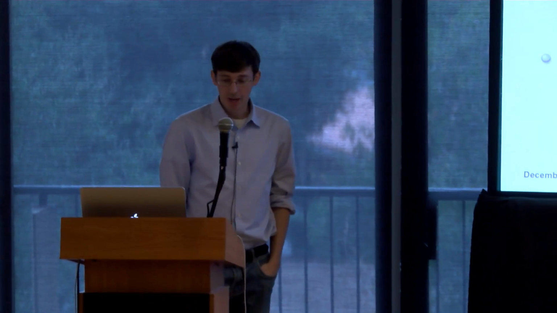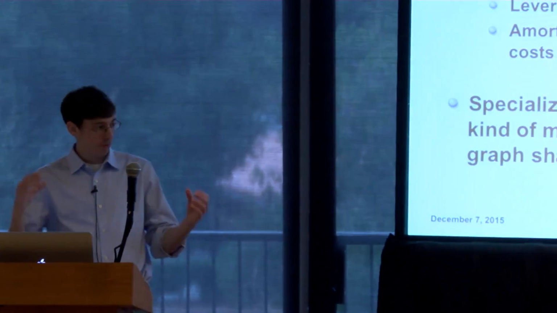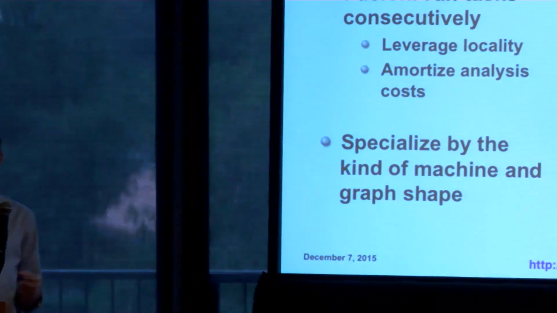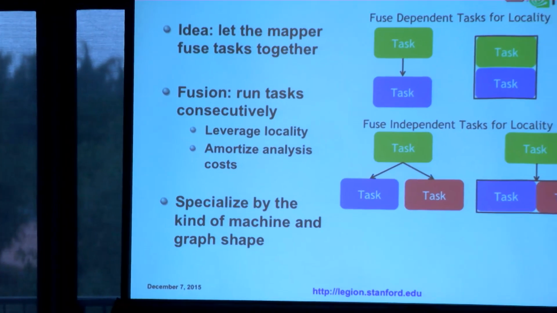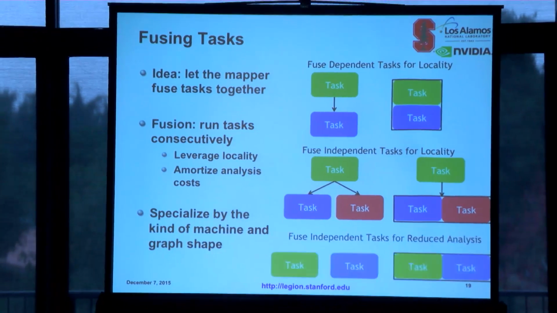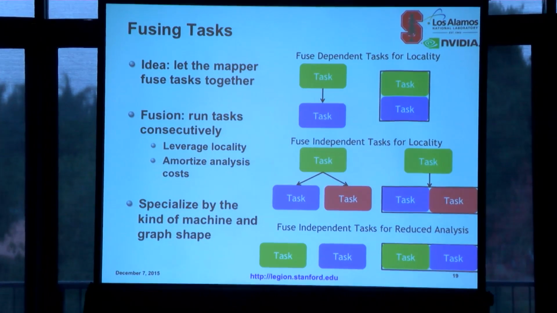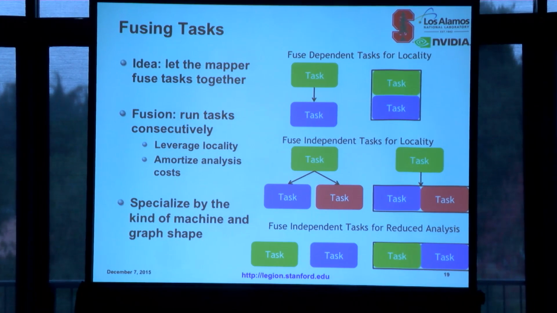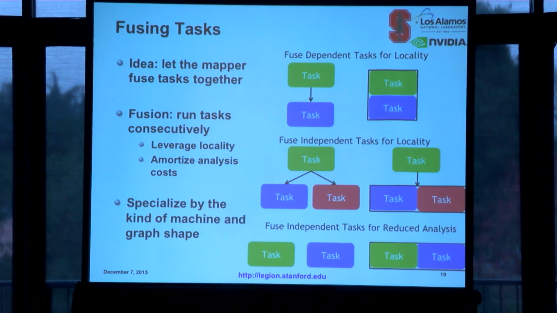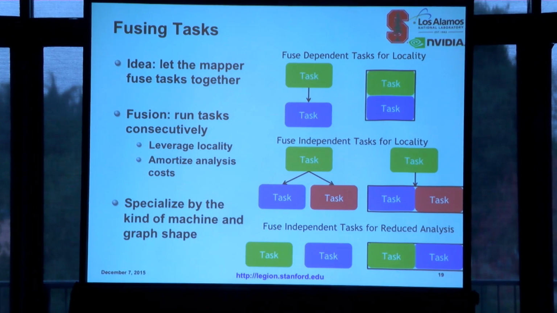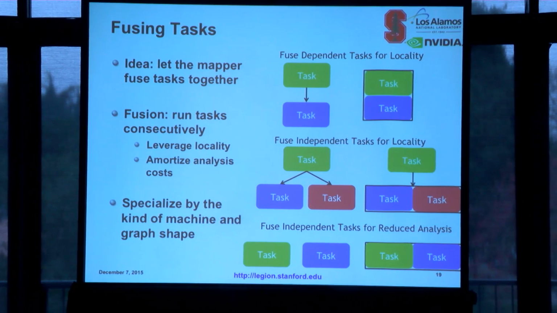We can also fuse tasks for locality. So say that we have a green task here that generates an output, and that output goes to both the red and the blue task. We might want to fuse the red and the blue task together such that they run back to back so they can leverage the same input in the same memory. And third, we might have completely independent tasks that we actually want to fuse together just to reduce the cost of the dynamic analysis that Legion is doing. So we might have two completely separate tasks that we fuse together to reduce analysis costs.